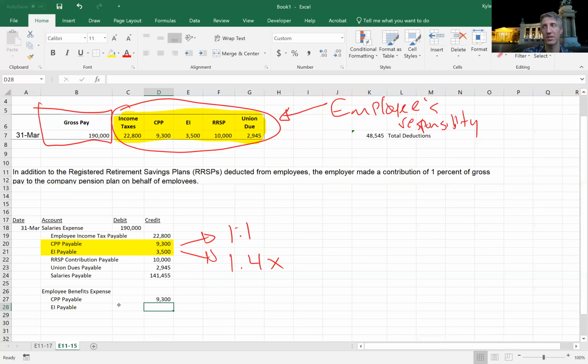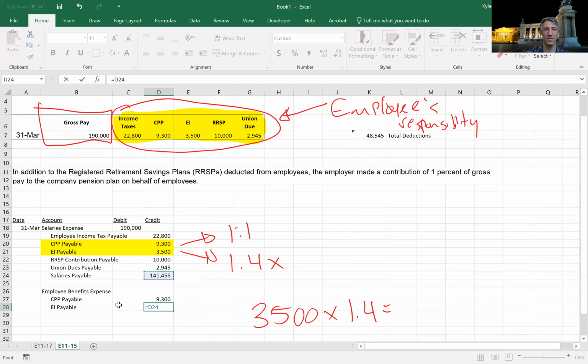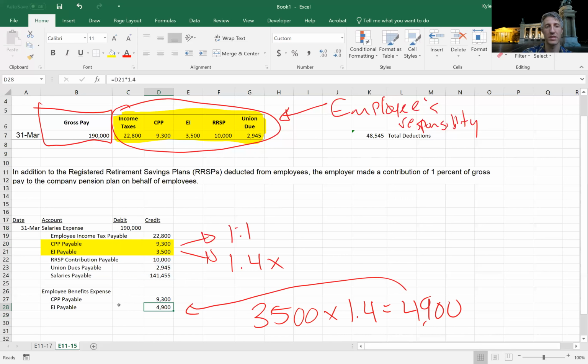EI instead is matched at a factor of 1.4 times. So if the employee is putting in 3,500, that times 1.4 is going to equal $4,900. And that's what the employer is going to be contributing, which means that the total benefits expense is these two added together for a debit of $14,200. So these two would be added together as expenses on the income statement for this employer.